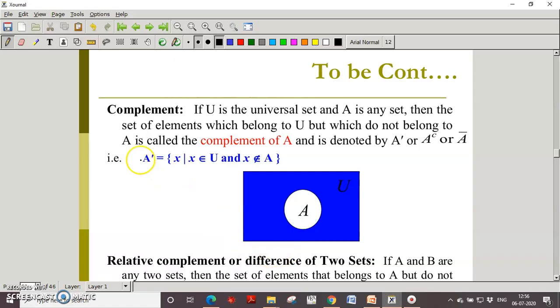The next operation is the complement. If U is the universal set and A is any set, then the set of elements which belong to U but do not belong to A is called the complement of A, and it is denoted by A dash, A complement and A bar. Mathematically it is written as x belongs to U and x does not belong to A, and this is a Venn diagram of the complement. Here the blue area shows the complement of the set A.